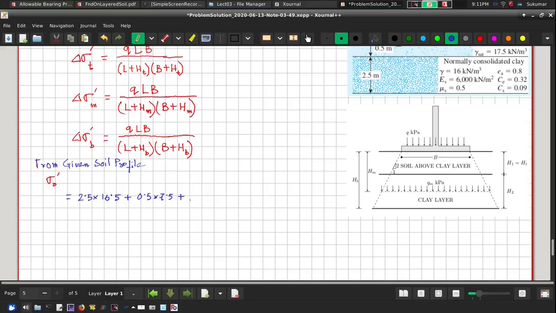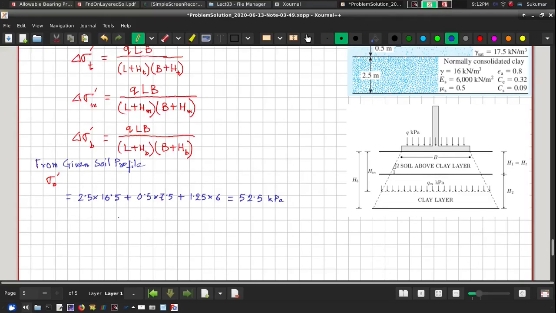depth will be 2.5 by 2 at the center, so it is 1.25 into 16 minus 10, that is 6. So this is my sigma naught dash before construction, and this we can get as 52.5 kilopascal.